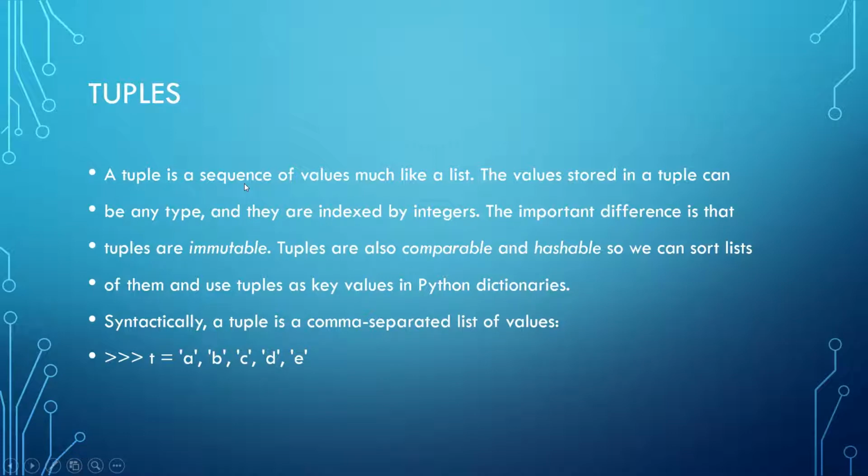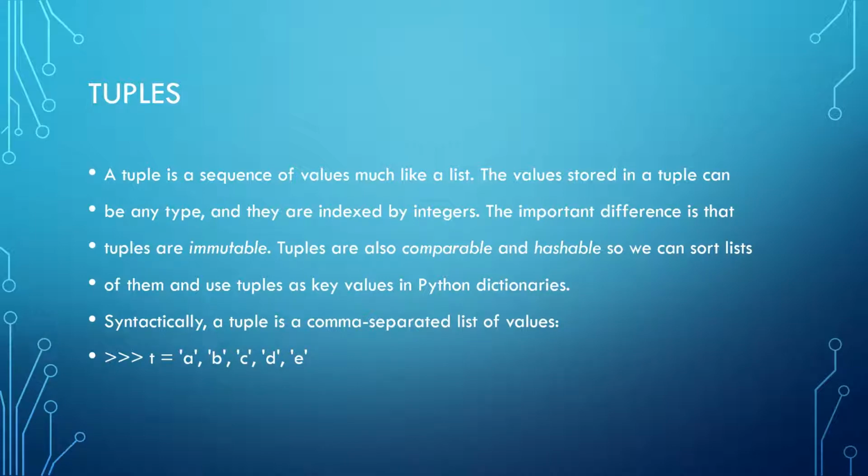Tuples. A tuple is a sequence of values, much like a list. The values stored in a tuple can be any type, and they are indexed by integers. The important difference is that tuples are immutable and lists are mutable. Tuples are also comparable and hashable, so we can sort lists of them and use tuples as key values in Python dictionaries.